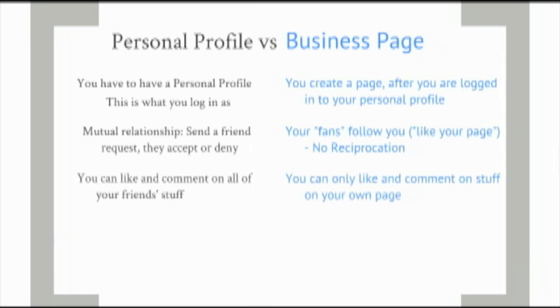The only commenting and liking you can do on your Facebook business page is on the stuff that's already on your page. So if you make a post about your listing and somebody comments and asks when the open house is, you can comment back and say it's Saturday from 10 to 3. But you can't go onto that person's page and like a picture they just posted, or post on their timeline, or their wall, as it used to be called.